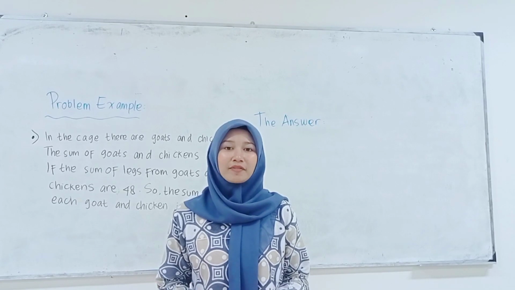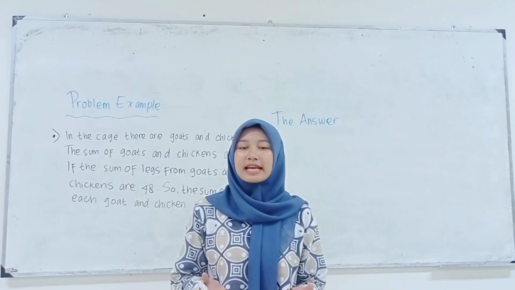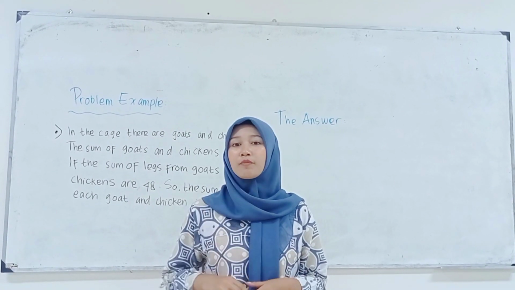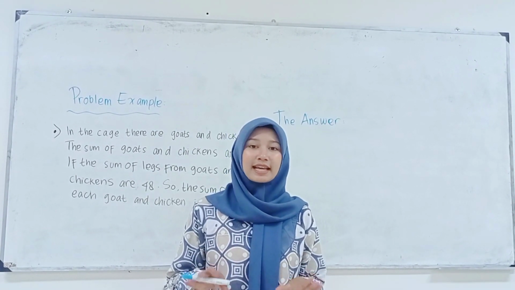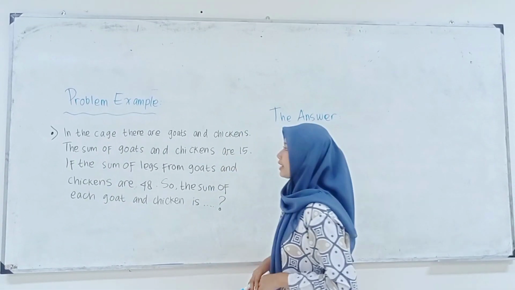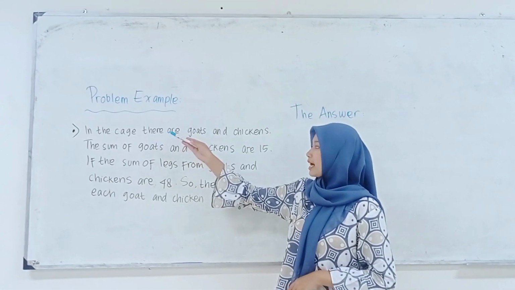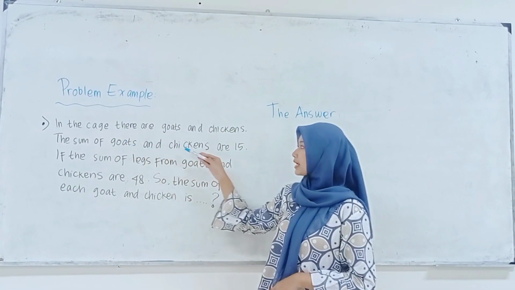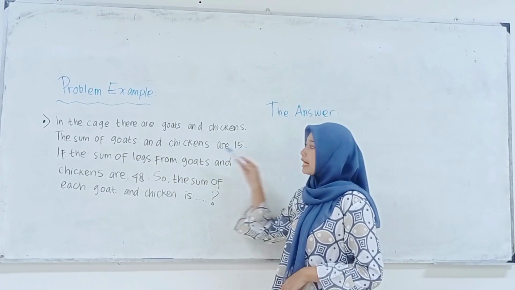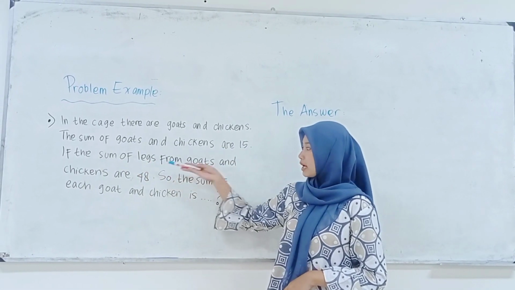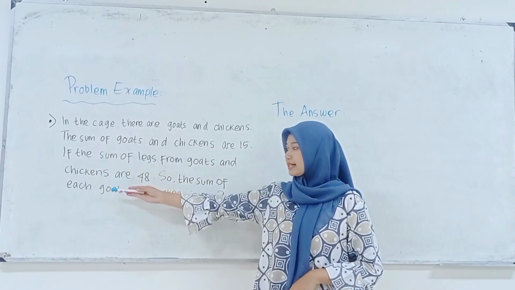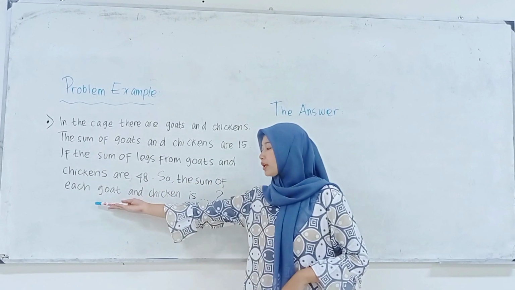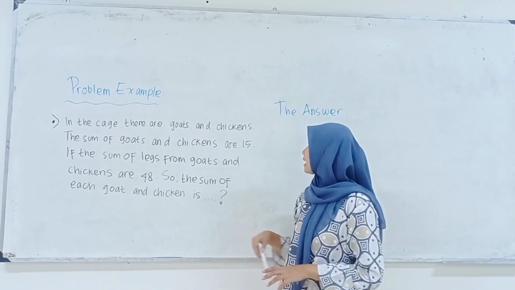Okay guys, after we learn all the materials in linear equation in two variables, I have one problem for you and we can discuss together. For example, in the cage, there are goats and chickens. The sum of goats and chickens is 15. If the sum of legs from goats and chickens is 48, what is the number of each goat and chicken?